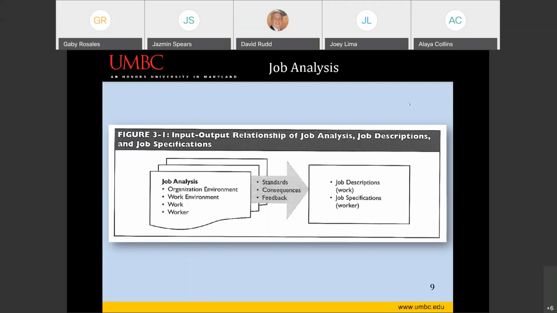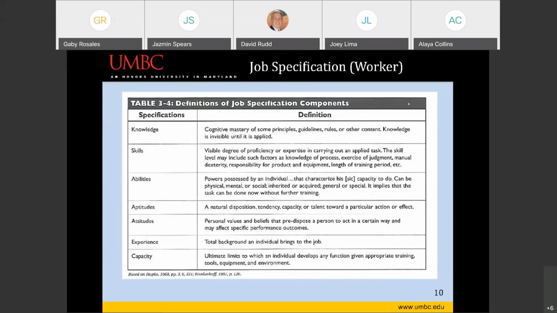Now, the job specifications help in the recruitment and the selection process. So when you see a job advertised, that's basically what you're seeing: the job specification, because it helps the recruitment and selection process. It also helps evaluate employee performance, appraisals, promotions and so forth. So let's take a look at some examples of both the job description and job specification.